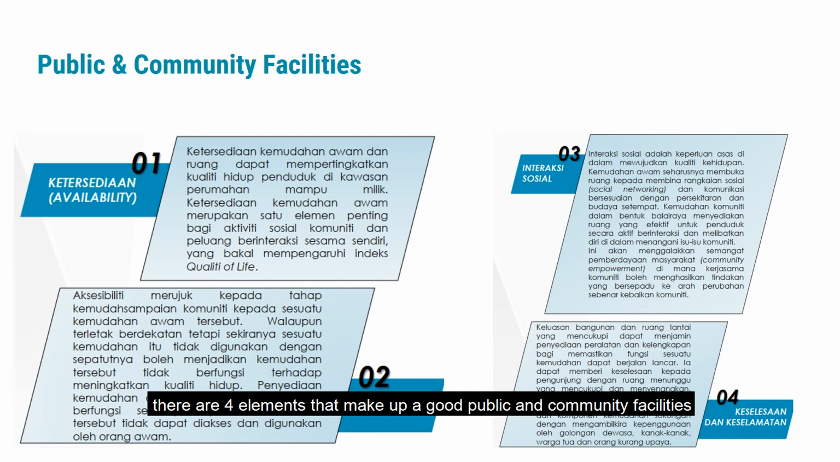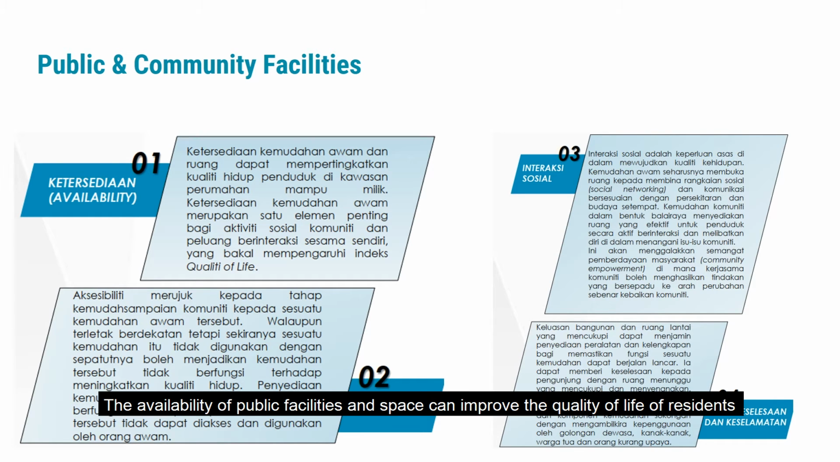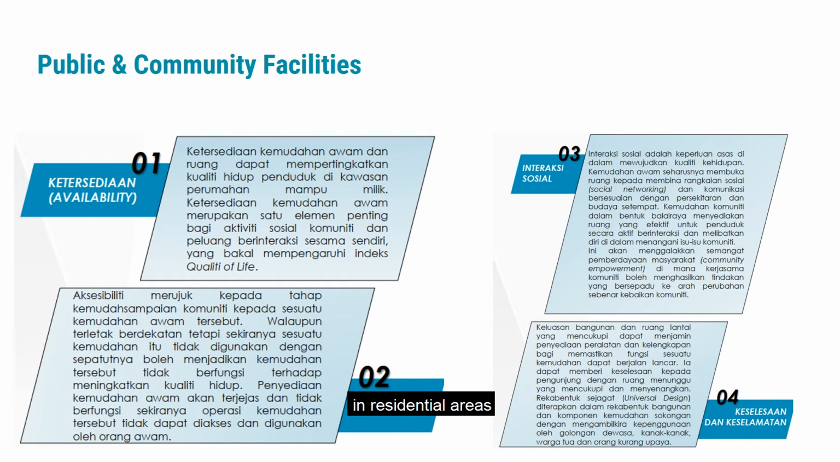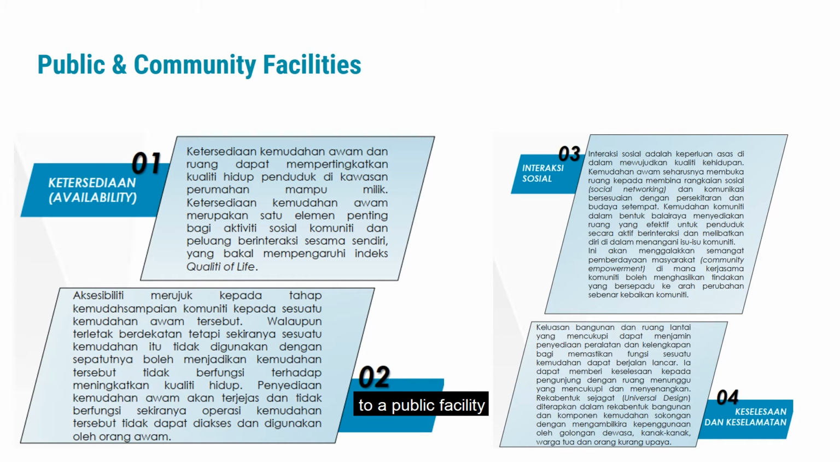There are 4 elements that make up good public and community facilities. The first is availability. The availability of public facilities and space can improve the quality of life of residents in residential areas. The second element is accessibility, where it refers to the level of accessibility of the community to a public facility.